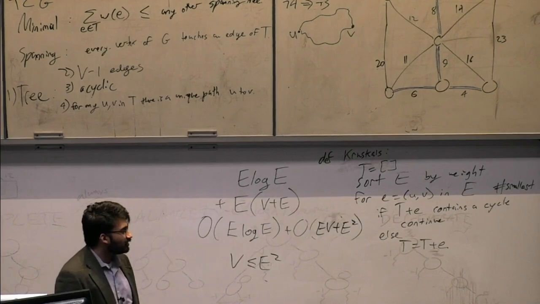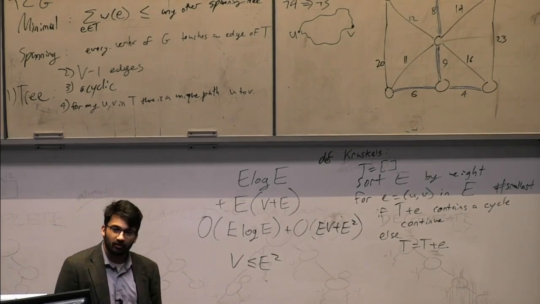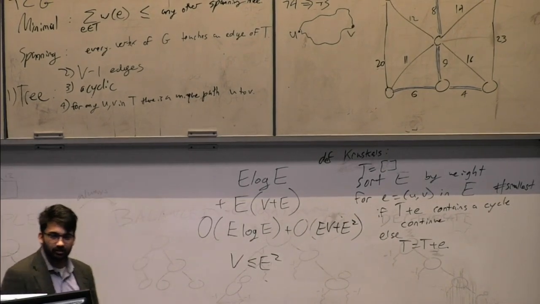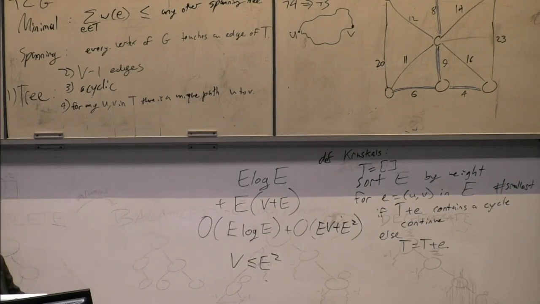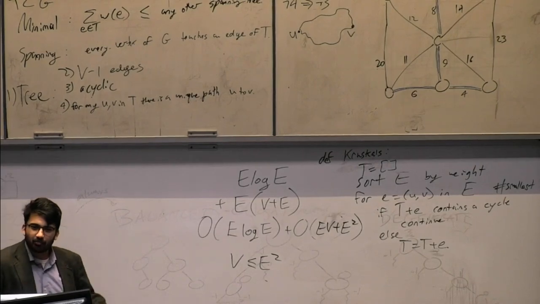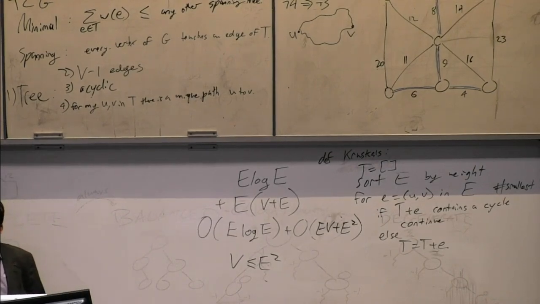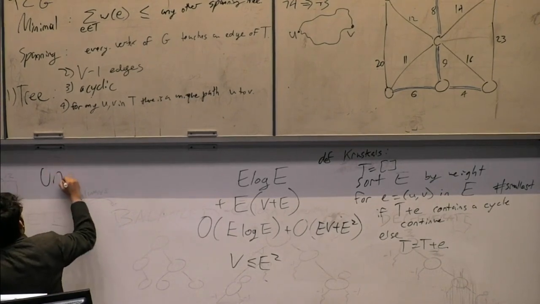So let's try and re-implement Kruskal's algorithm with a different data structure, because we'd redo all the cycle finding, and you don't really need to redo all the cycle finding if you can keep in memory a little bit of the information from previous quote-unquote cycle finds. So if you just keep track of a few things, you don't need to repeatedly run cycle finding, right? And to do this, we're going to implement something called union find.